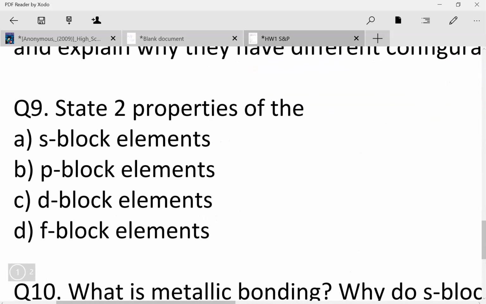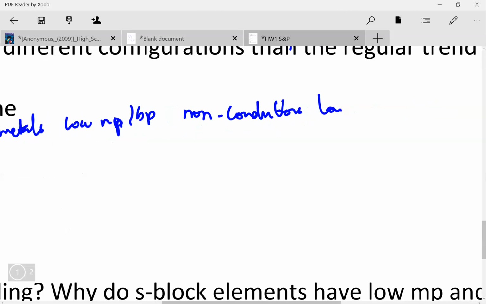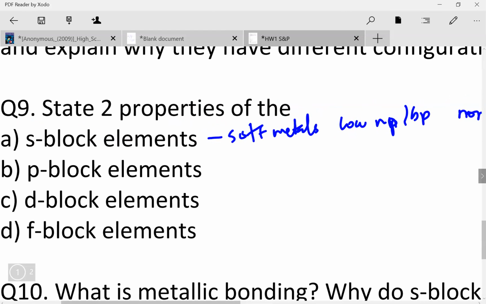Fairly easy ones. State true properties of the s block elements. We know that they are soft metals, low melting points, boiling points, non-conductors. They have low ionization energies. These are fairly easy properties to mention. P blocks are harder. They usually have high ionization energy and relatively high electronegativities.